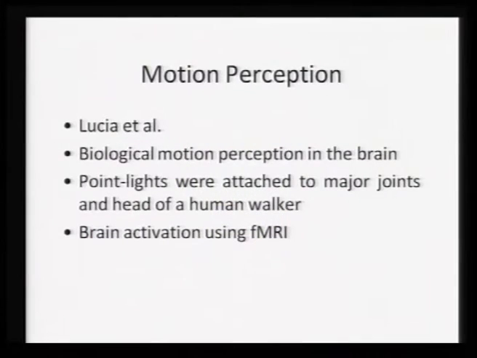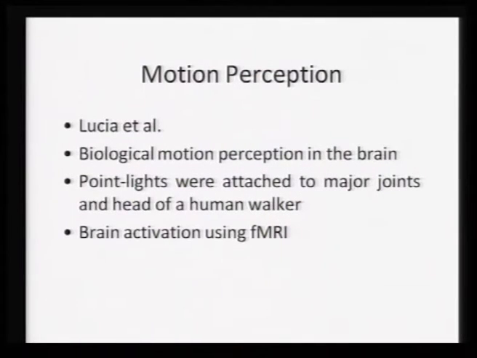Now, I am going to share a very interesting study with you. Lucia et al. conducted a very interesting study. It has to do with motion perception, and this study used a brain imaging technique, the functional magnetic resonance imaging technique. What they did was that biological motion perception was seen with respect to the activation of the brain. Initially, point lights were attached to major joints and head of a human walker. Okay. Right now, I will show you this image, and then the brain activation was measured using the functional magnetic resonance imaging technique.